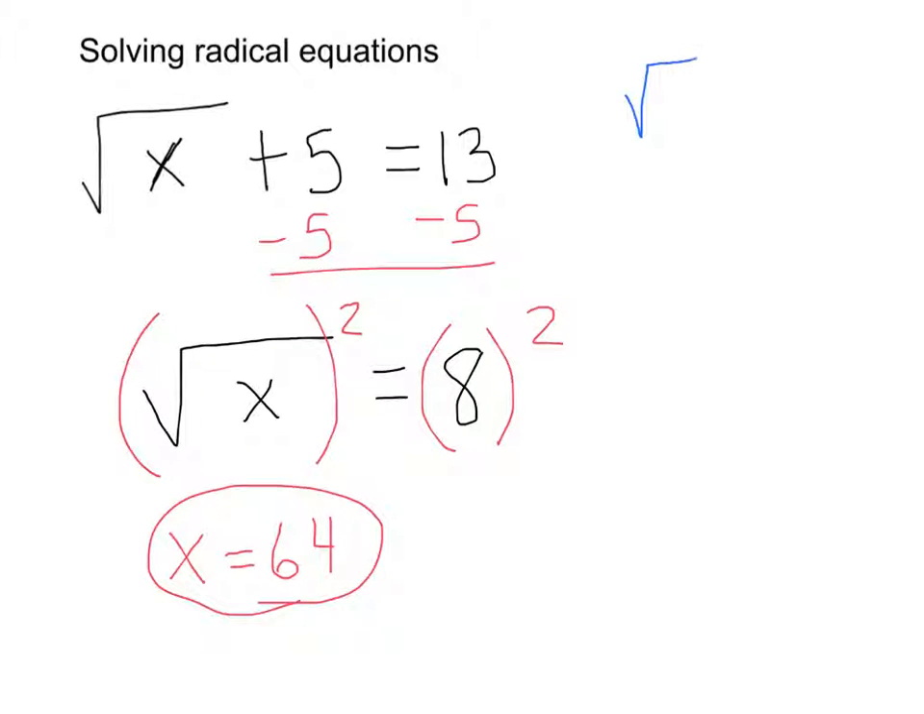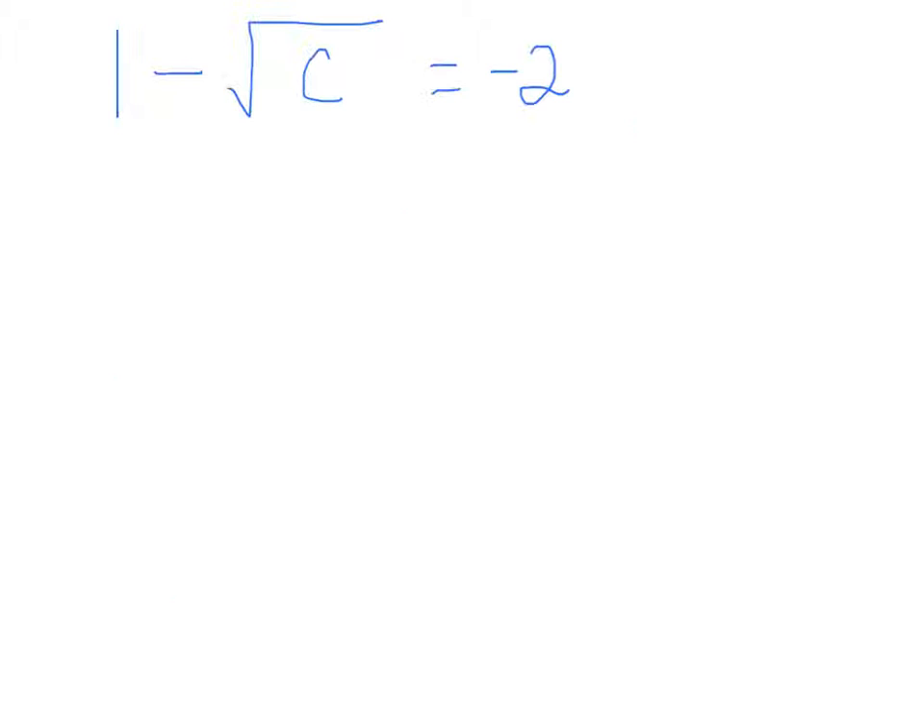Well, let's check and see if our solution's right. So I'm saying the square root of 64 plus 5 will equal 13. What is the square root of 64? 8. Does 8 plus 5 equal 13? Yes. So we got it right. I checked my answer, didn't I?